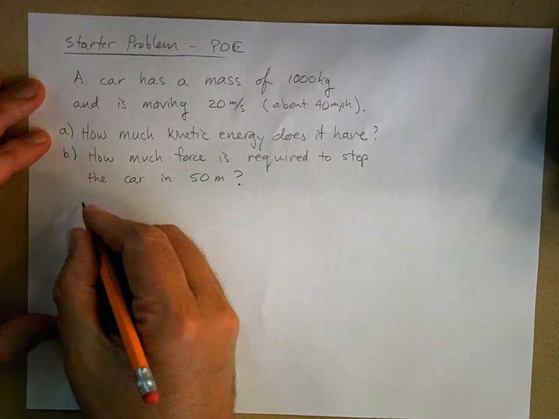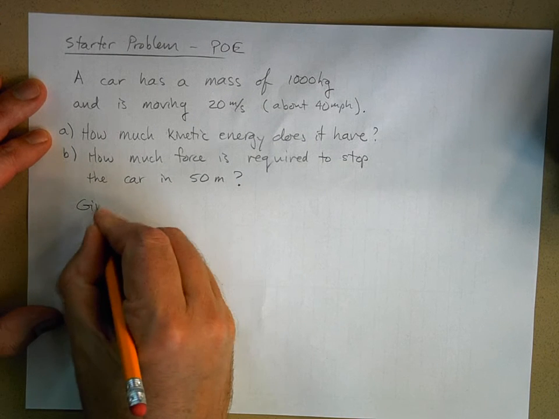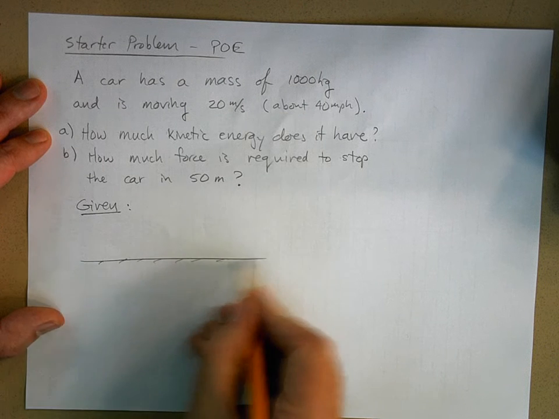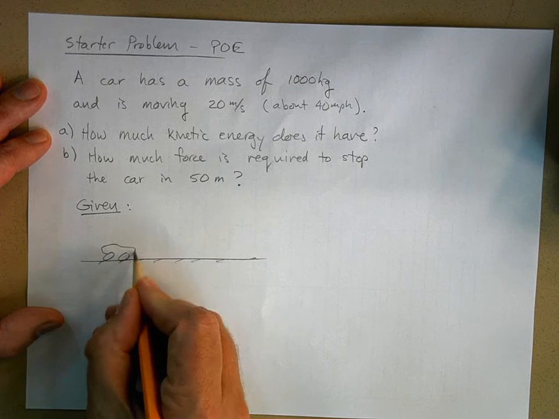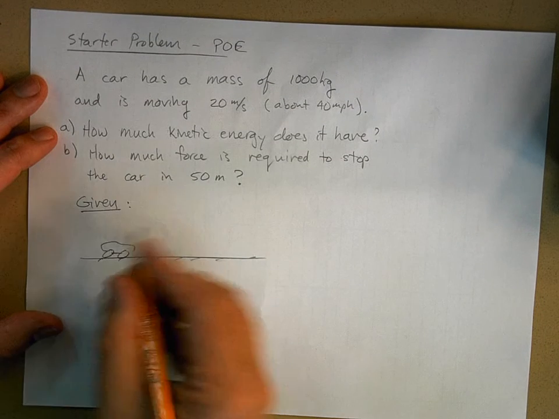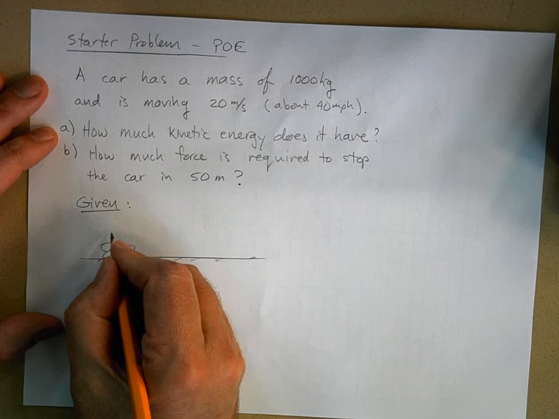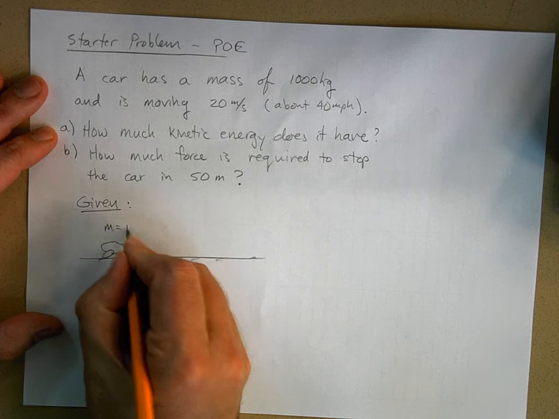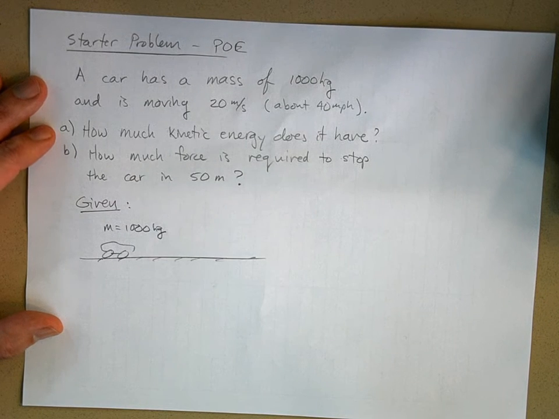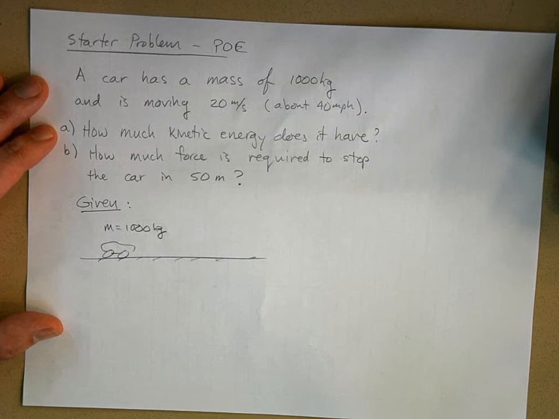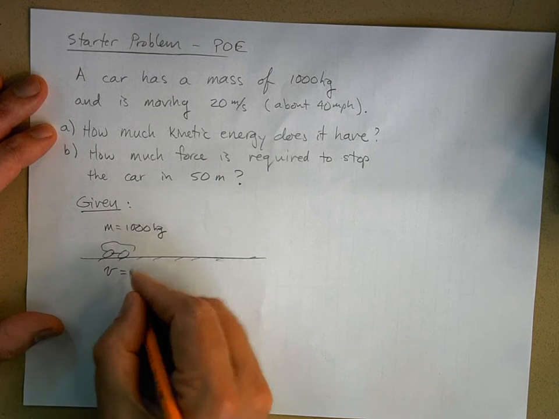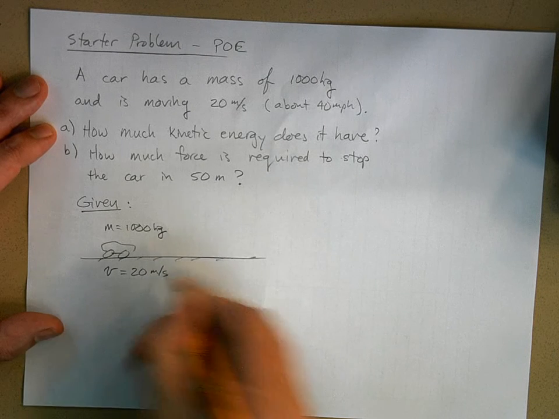So I like to use the given, find, and solve format. So here's the road. Here's the car. It's a Tesla Model S. All right, and so it has a mass, and I just picked 1,000 kilos. That's about 2,000 pounds. That's actually a fairly modest-sized car. And it's got a velocity of 20 meters per second.